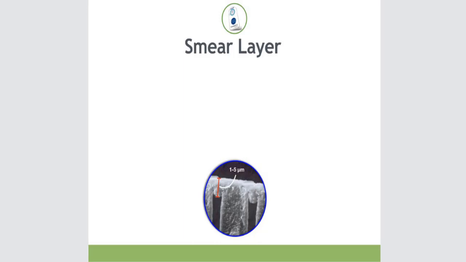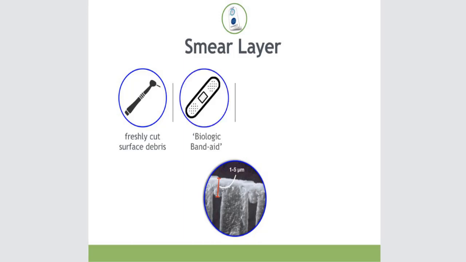And this is what all of the historical adhesives have had to deal with, the smear layer. Even today's adhesives, we have to deal with it. Well, what is the smear layer? Well, it's all the stuff that's left behind. It's the debris that's left behind from our cutting. And what happens is it's about 1 to 5 microns deep inside the dentin, and it's referred to as a biologic Band-Aid.